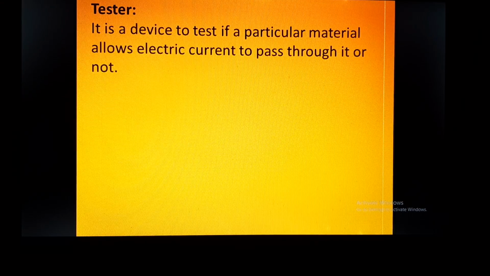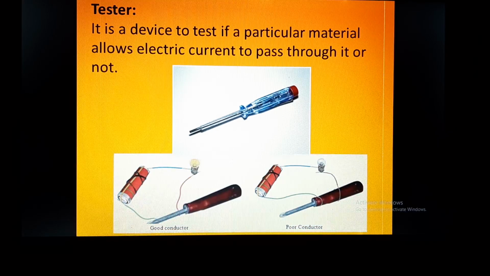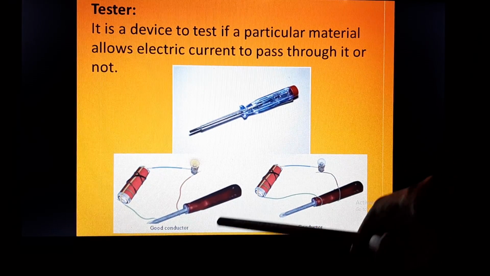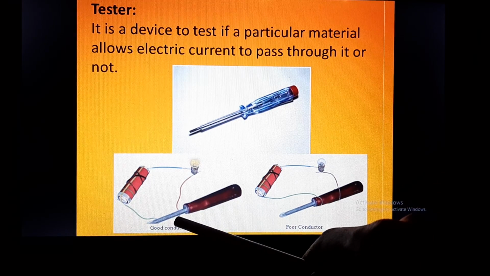So now we'll be discussing the tester. A tester is a device which can be used to test if a particular material allows electric current to pass through it or not. That means if the circuit completes, the tester will glow, and if the circuit does not complete, the tester will not glow. This is how a tester looks. Here you can see the two parts of the tester. This is the plastic, rubber or wooden part of the tester. This is the metallic part of the tester, and we know that metals are good conductors of electricity.